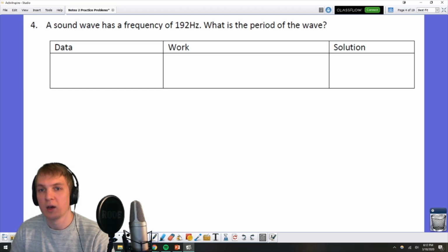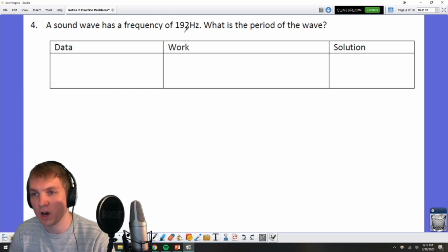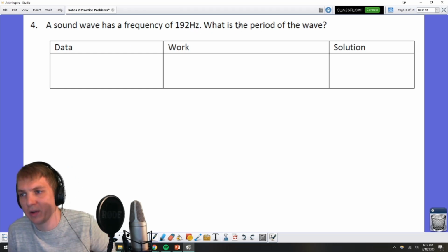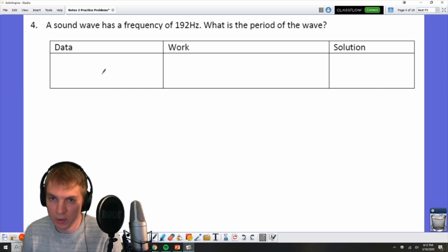Good. A sound wave has a frequency of 192 hertz. What is the period of the wave? Well, we know a couple of things in the data. We know that the frequency is going to be equal to 192 hertz. The other thing the problem asks for is the period, which we don't know.